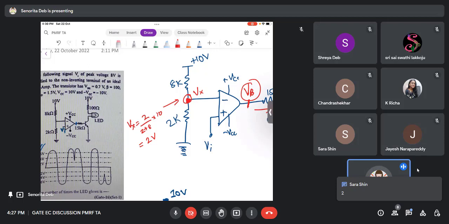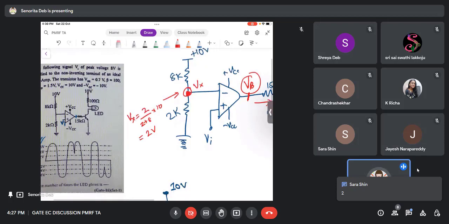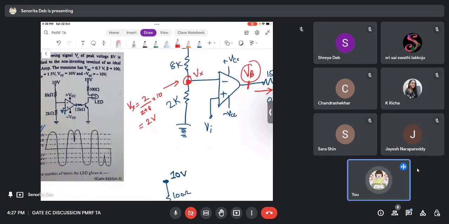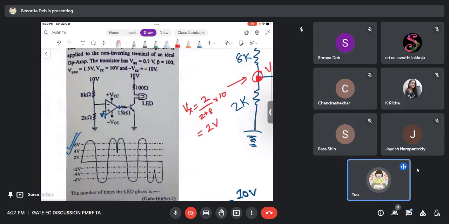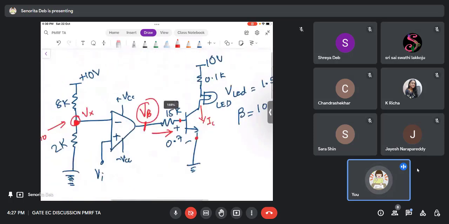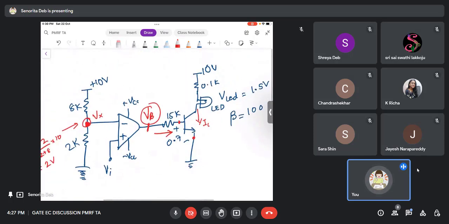So Vx is 2 volts. So Vi now gets compared to what? Compared to 2 volts. So now directly in the graph you see that this is my 2 volts line, right? So whenever the input voltage is above 2 volts, my LED is going to glow, right? Why? Because this is a comparator circuit. The op-amp is behaving as a comparator now.